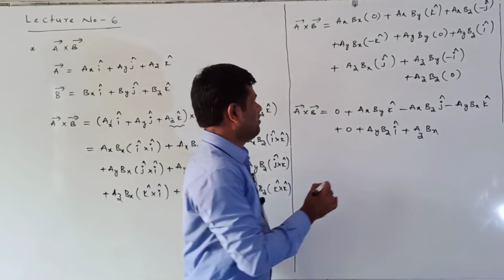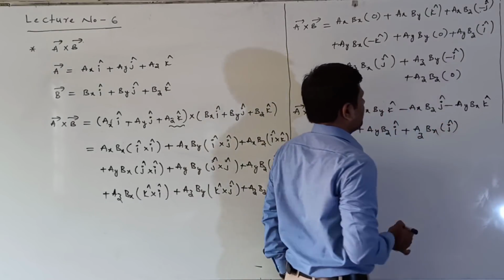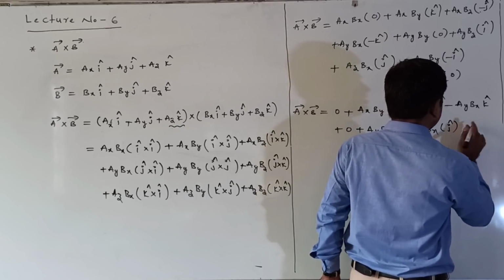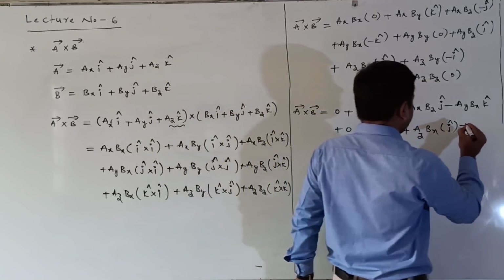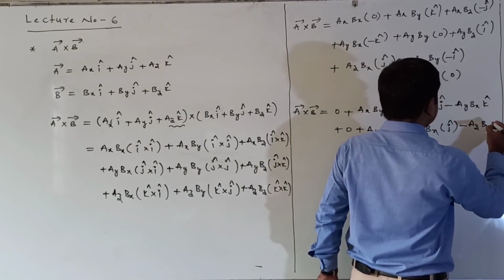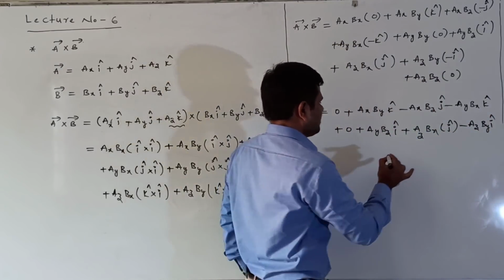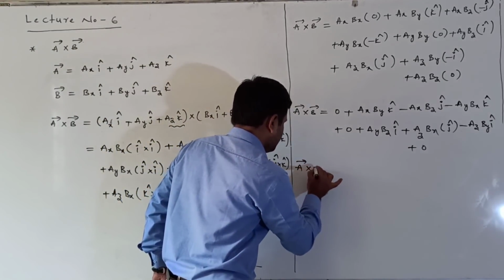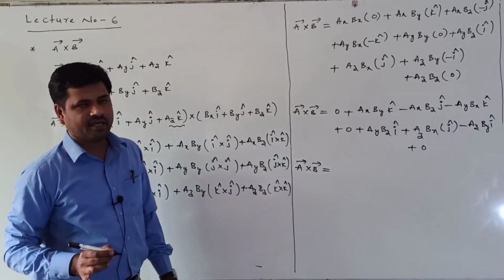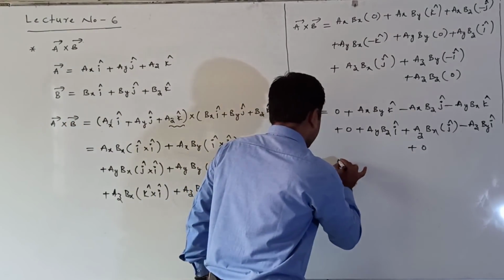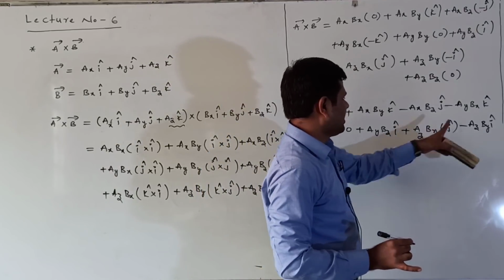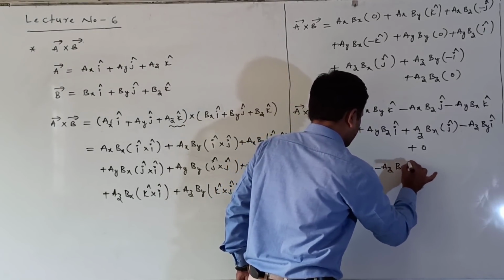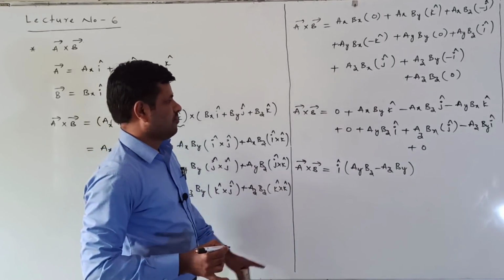Observe here, az bx into j cap. Now this is plus into minus, minus az by into i cap, remaining plus 0. Clear up to this one. Now a bar cross b bar is equal to, what is coming here? First I am taking the i cap terms common, taking i cap outside, remaining ay bz minus az by. That is the i cap term completed.